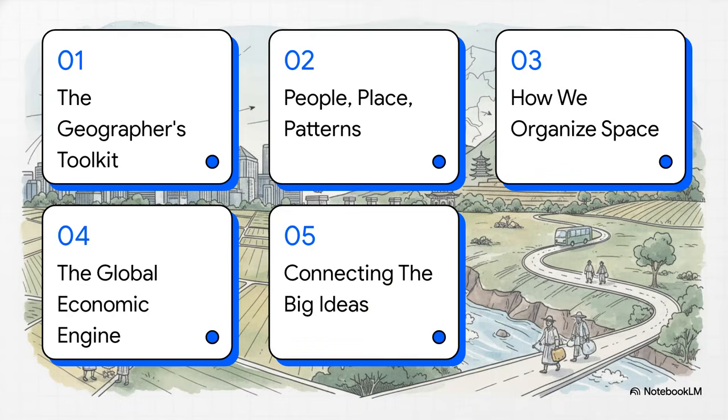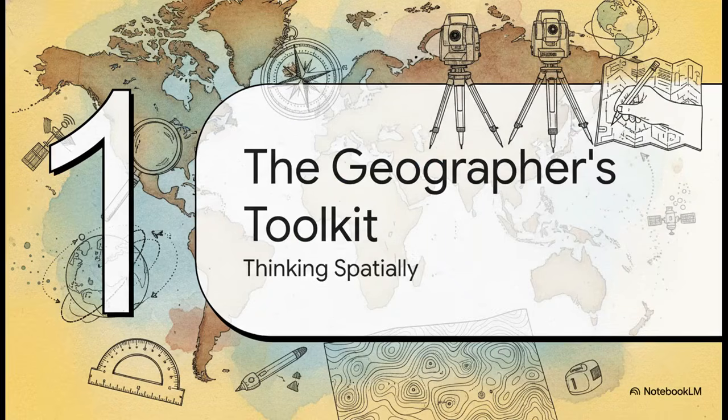So here's our game plan. Think of it like building blocks. We'll start with the absolute basics, the geographer's toolkit. Then we'll use those tools to look at people and culture, see how we organize everything from countries to farms, dive into the global economy, and finally, tie it all together. Let's do this. Okay, first things first, the toolkit.